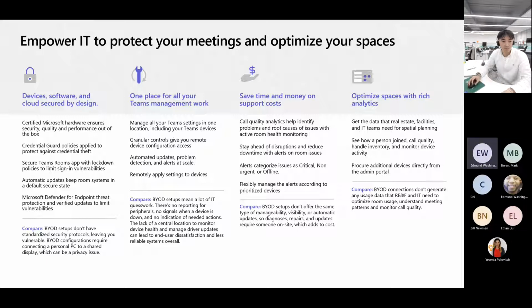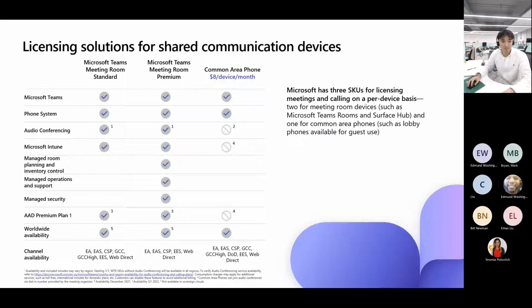I'm going to briefly go over some of the licensing options that we have available today. We have 3 licenses to support meetings and calling. These licenses apply to the device and not the end user. The meeting room standard license is everything that you need to connect to a Microsoft Teams service. The premium license includes everything in the standard license and more.